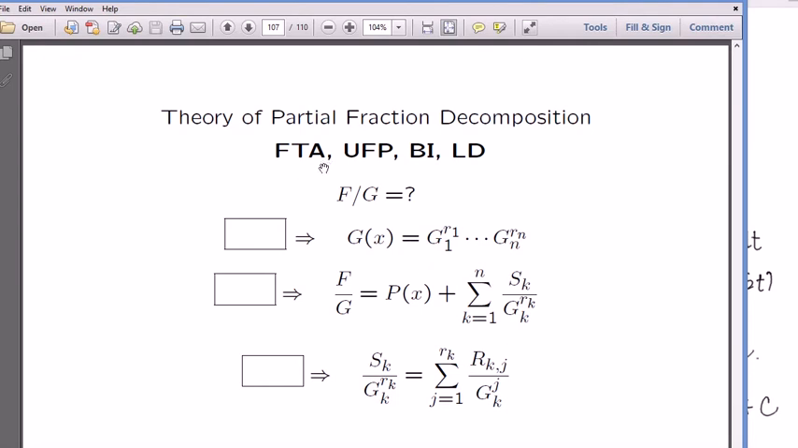FTA? Fundamental Theorem of Algebra, second one. Someone else? Unique factorization property. Someone else? It's not by law, there's something else. What is BI? Bezout's identity, and what is the last one? Long division. Those are the techniques involved in the theory of partial fraction decomposition.